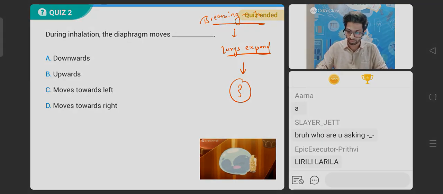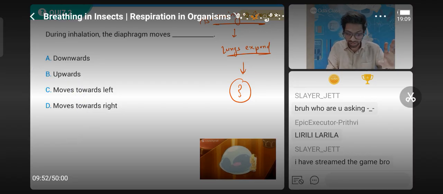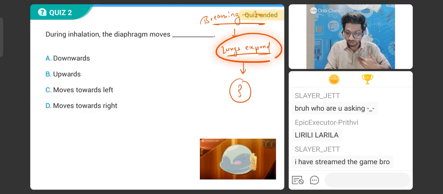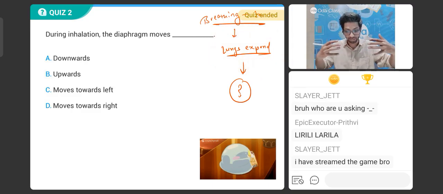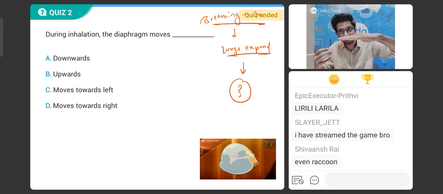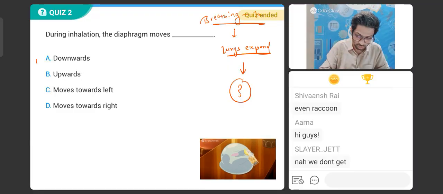Okay. Chalo, great job. Let's see what is the correct answer here. Inhalation means whenever you breathe in, whenever you take the air inside your body, your lungs are expanding, your lungs are becoming bigger. And when the lungs are becoming bigger, it will push the diaphragm downward. So the correct option is option A.